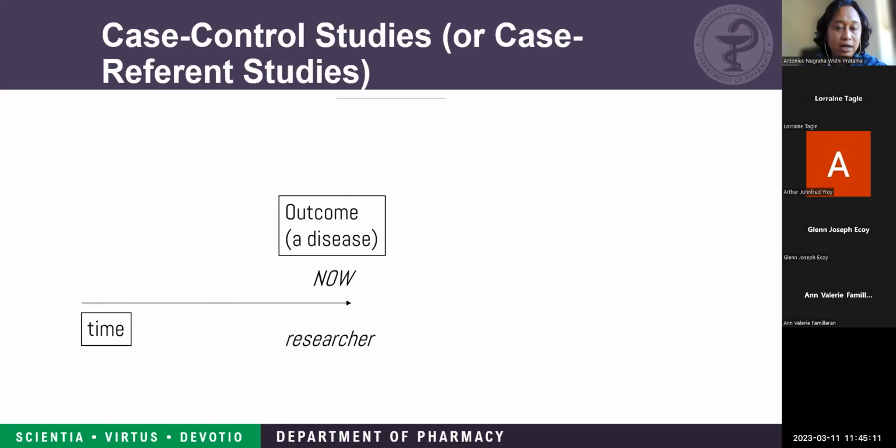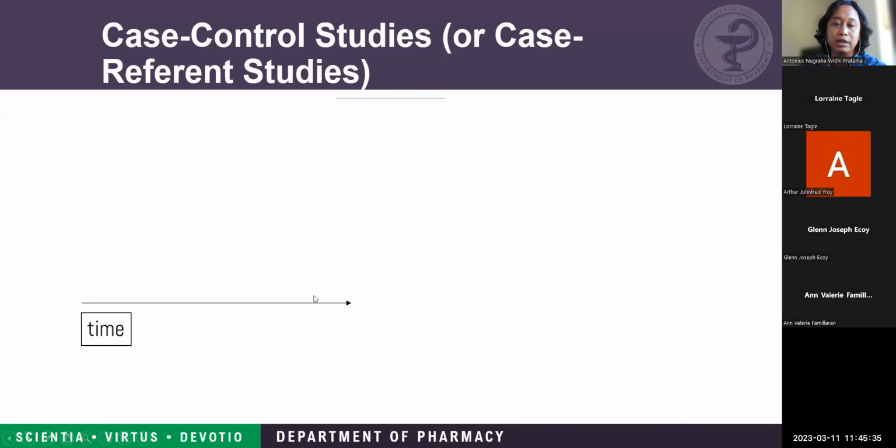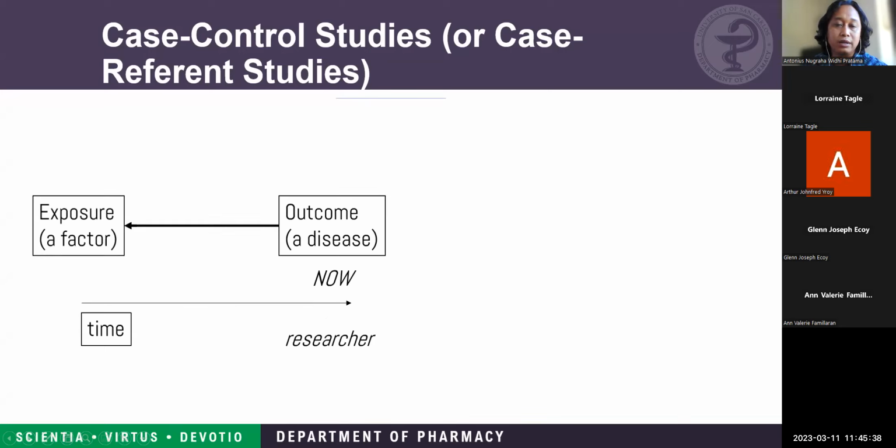So diagrammatically, it is like this, where the arrow here represents the time. The researcher is here in the present, and the researchers understand the outcome first, the disease or drug effects or adverse drug effects or even beneficial drug effects. And then the researchers trace back to the past to find the exposure, probably more than one factor.